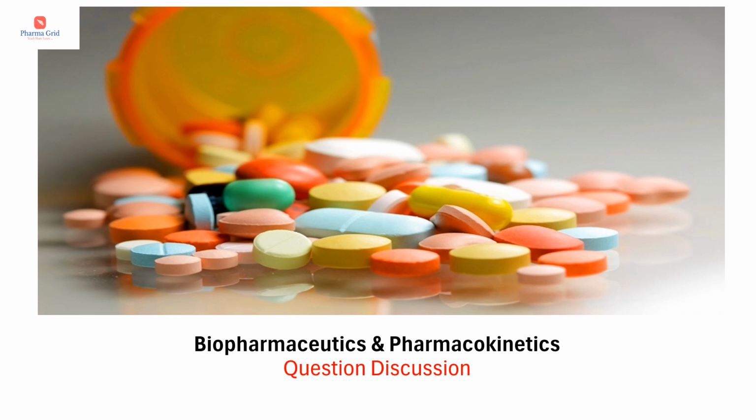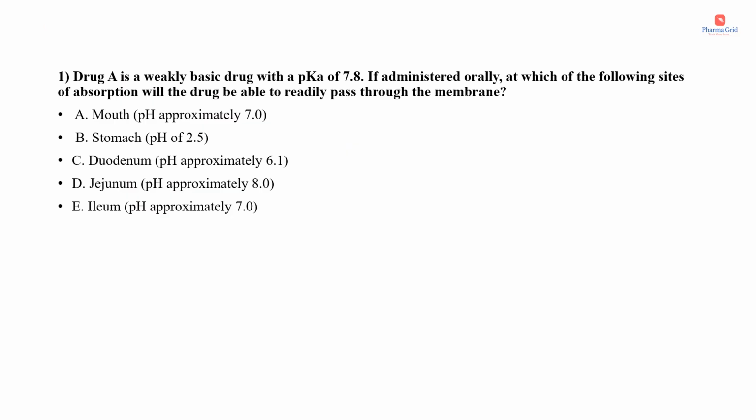So today we are going to discuss biopharmaceutics and pharmacokinetics related questions. Question number 1. Drug A is a weakly basic drug with a pKa of 7.8. If administered orally, at which of the following sites of absorption will the drug be able to readily pass through the membrane? The options are mouth having approximately pH 7, stomach pH of 2.5, duodenum approximately pH 6.1, then jejunum pH approximately 8 and ileum pH approximately 7.